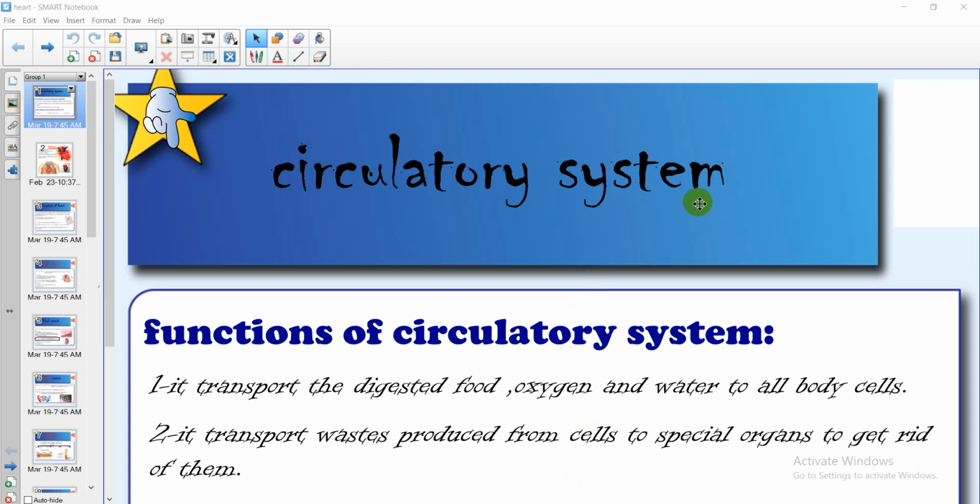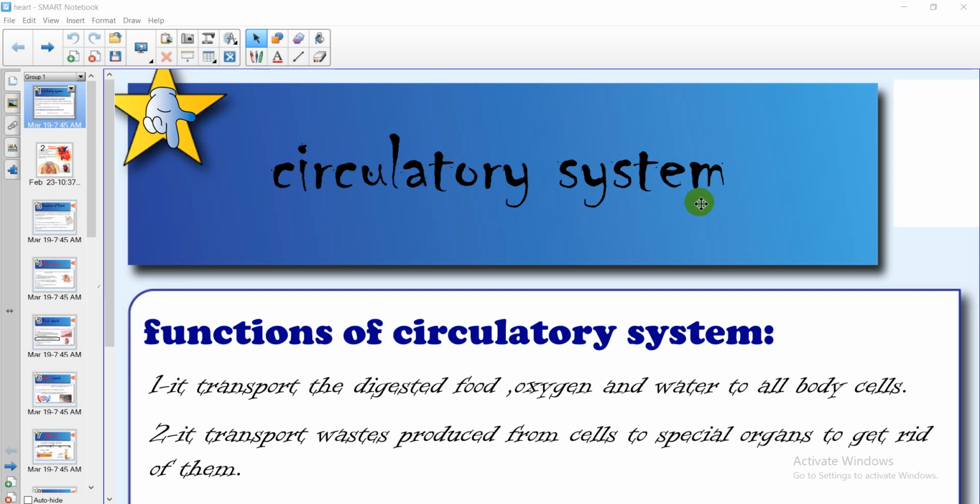When we talk about biology, this topic is from biology. We should talk about three things. The first thing is the location of this organ or this system inside our body. Second, function, which means the importance of this organ or system inside our body. Number three, structure, which means what this organ or system consists of inside our body.